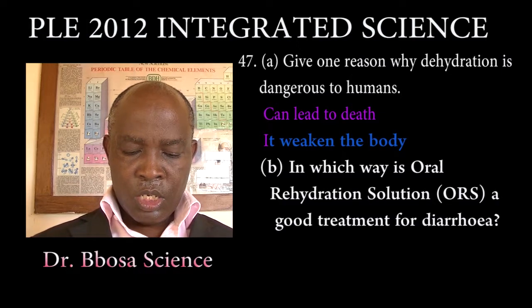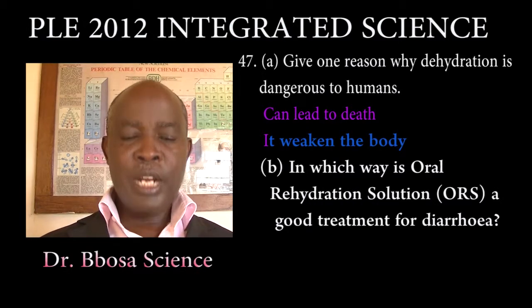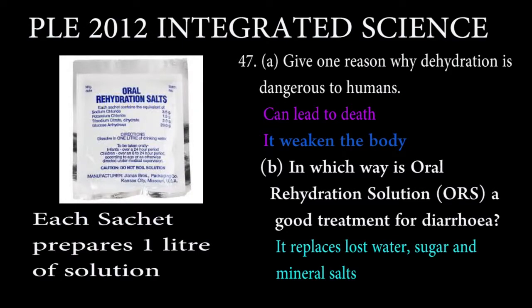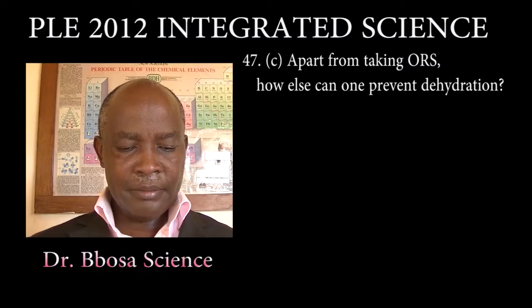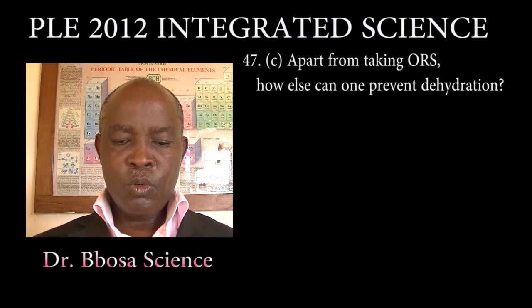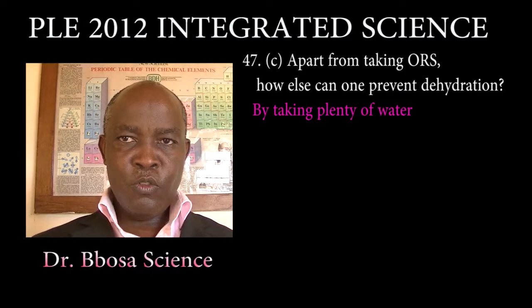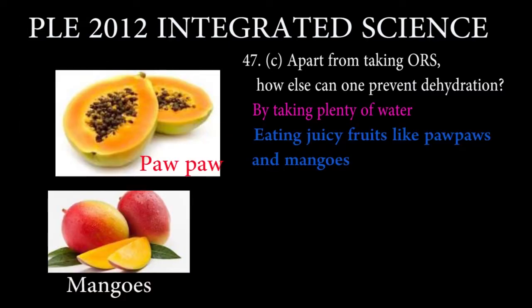B. In which way is the oral rehydration solution (ORS) a good treatment for diarrhea? It replaces lost water, sugar, and mineral salts. Part C. Apart from taking ORS, how else can one prevent dehydration? By taking plenty of water, by eating juicy fruits like pawpaw and mangoes.